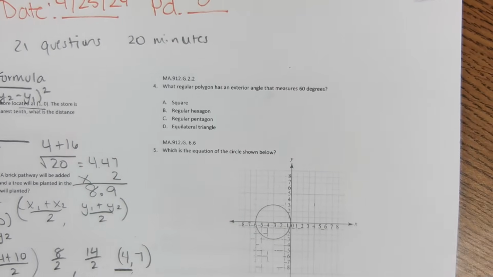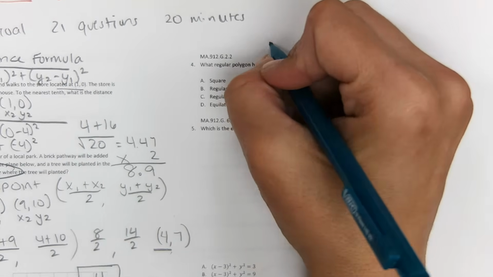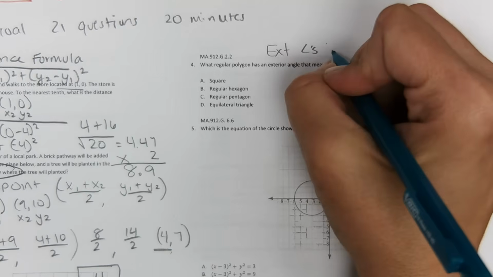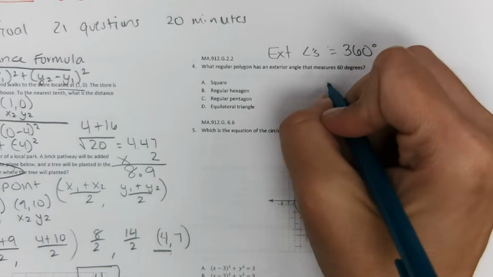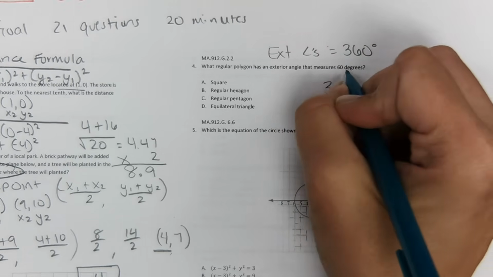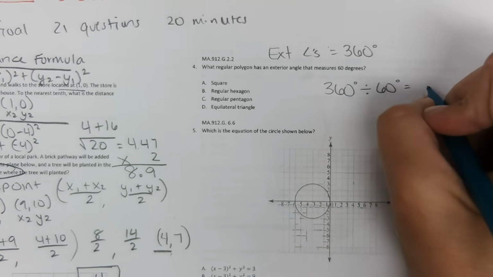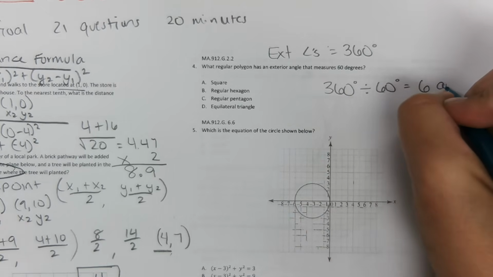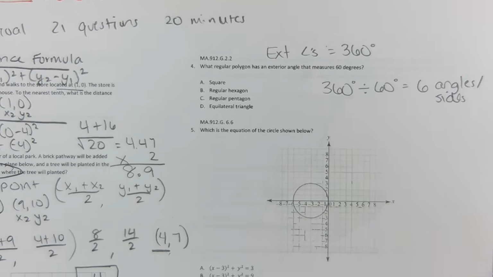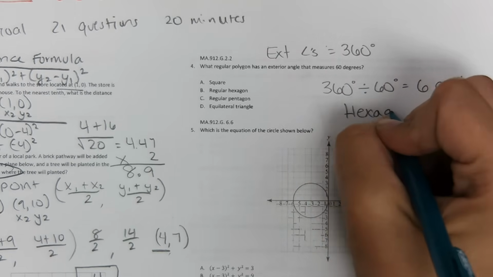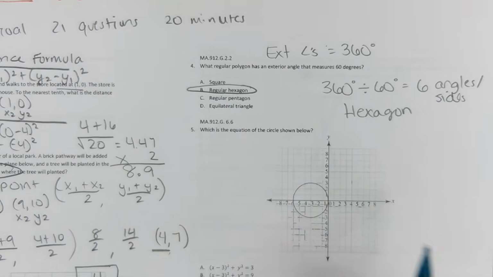Okay. What regular polygon has an exterior angle that measures 60 degrees? So here's the thing. Exterior angles always add to 360 degrees. So we can take 360 degrees divided by each exterior angle and figure out how many sides this shape has. So 360 divided by 60 is 6, so that means 6 angles or sides of that shape, and a shape with 6 sides is a hexagon. And regular means that all the sides and angles are the same.